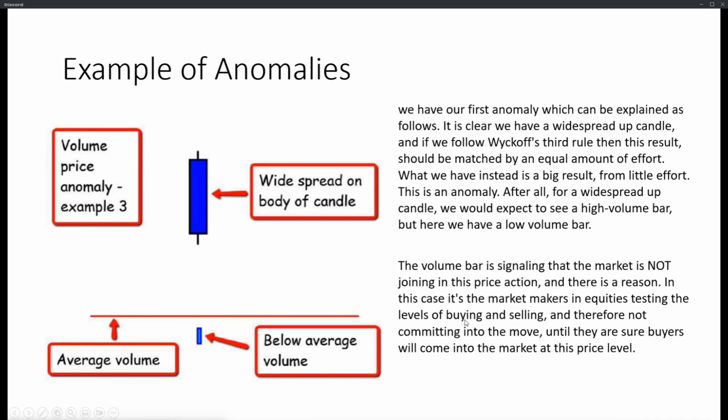And there's a reason. In this case, it's the market makers and equities testing the levels of buying and selling, and therefore not committing to the move until they're sure buyers will come into the market at this price level. So basically, they're manipulating and testing to see who's in there, and they're able to drive the price without a lot of institutional buyers backing that up, and it will result in below average volume and a wide-spread candle.